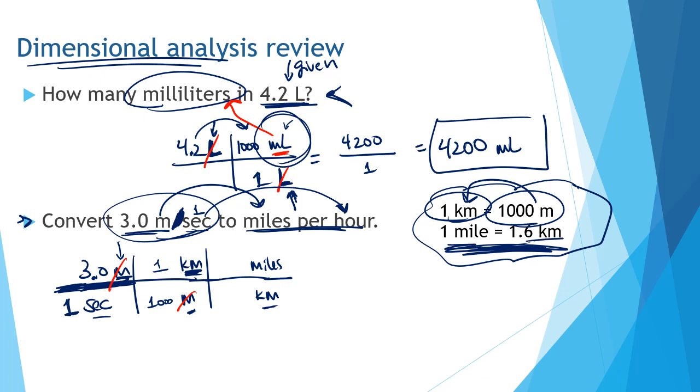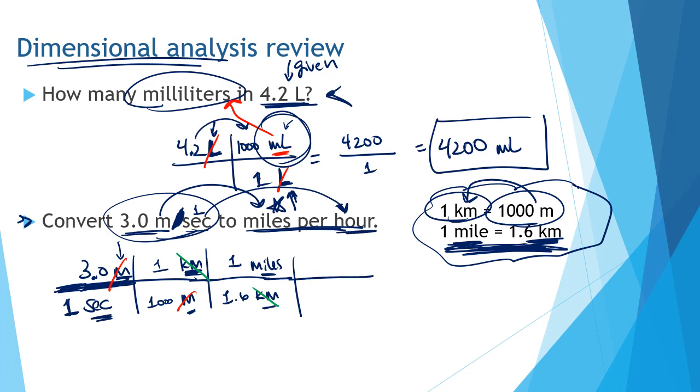What do I know about miles and kilometers? I know that 1 mile is equal to 1.6 kilometers. So now, kilometers, boom, boom, cancels out. I now have miles per second. Miles! Yay! But I don't want seconds, I want hours.